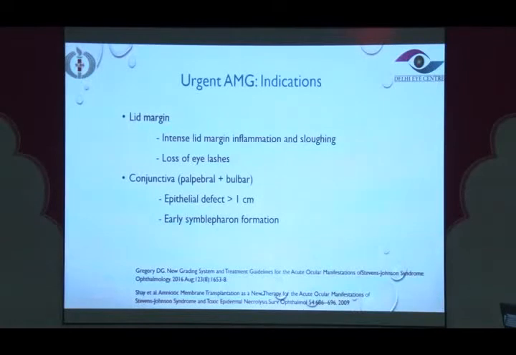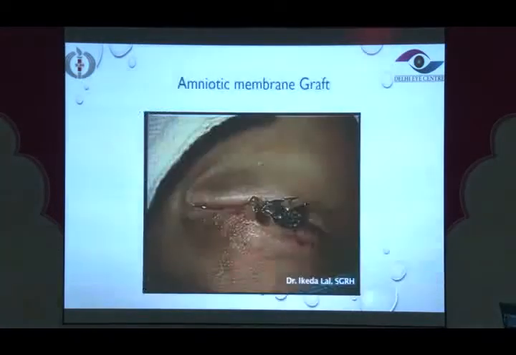But even for defects less than 1 centimeter, we need to monitor them very closely. And if the defect is not healing, we should take them up for amniotic membrane graft. I would say that it's better to err on the side of doing an amniotic membrane graft rather than waiting for it to heal by itself. If you have a doubt, go ahead and do an amniotic membrane graft. And do it if there's any epithelial defect whatsoever in the cornea.